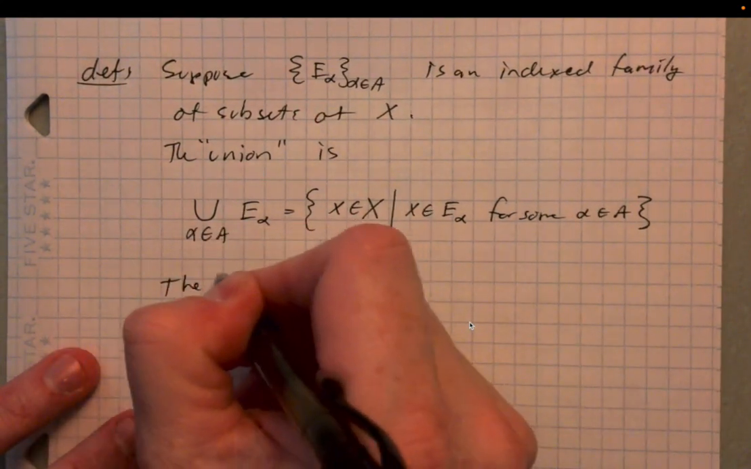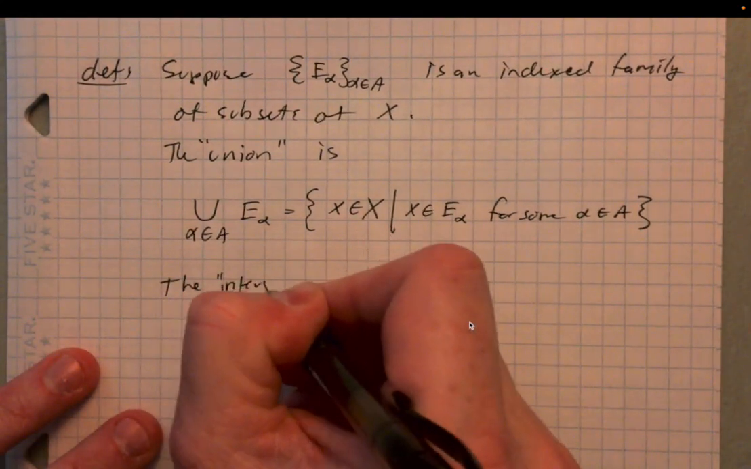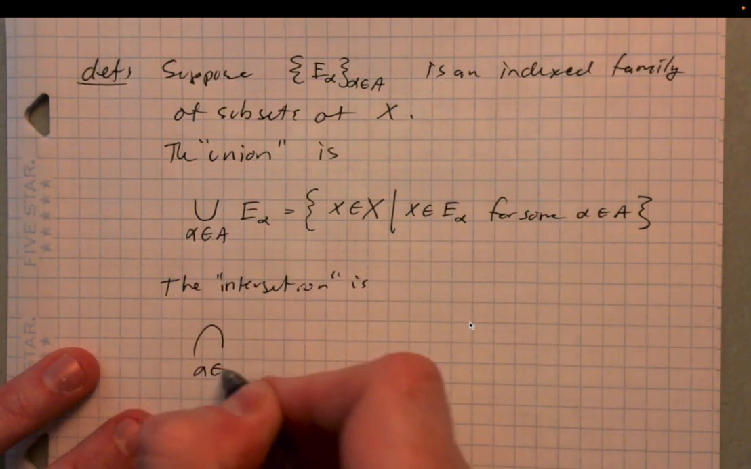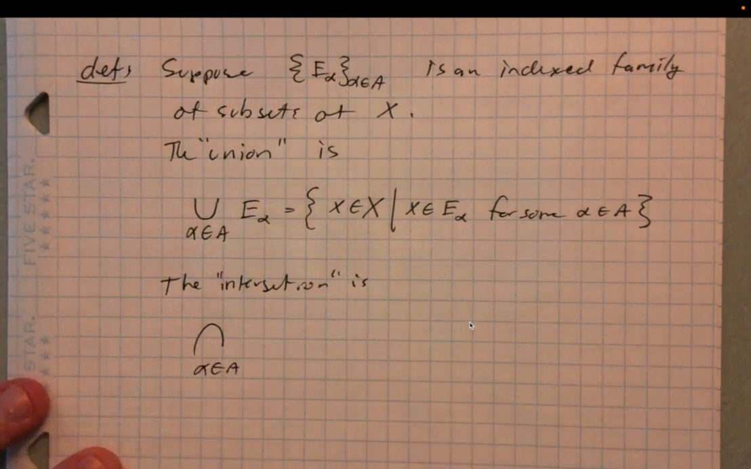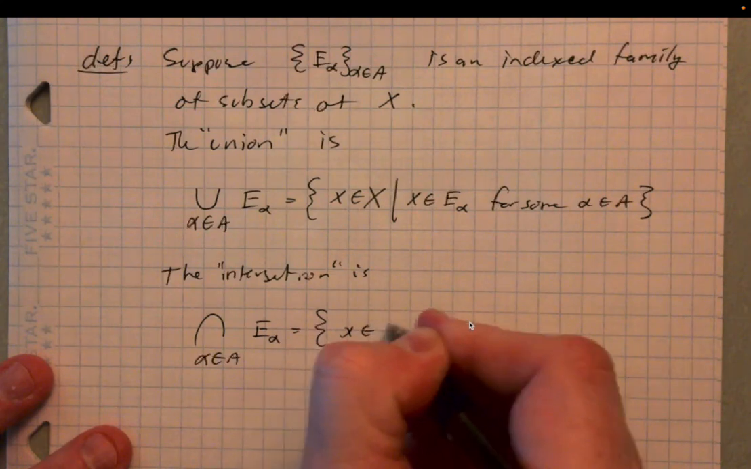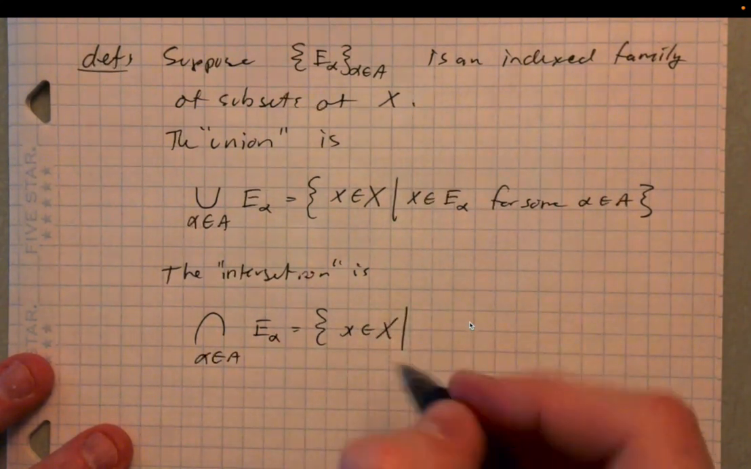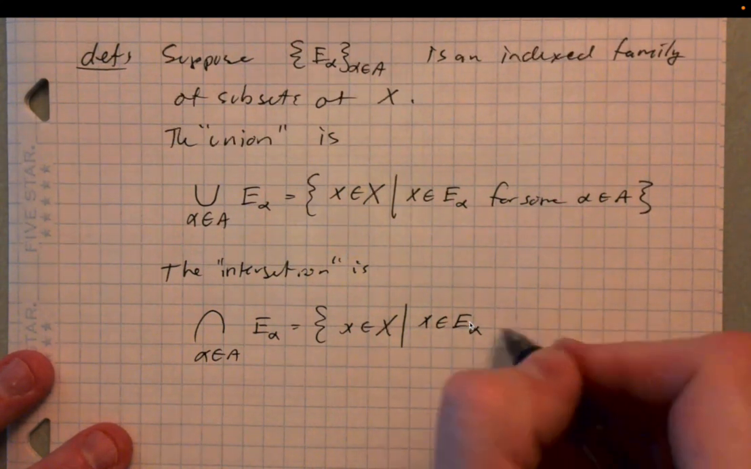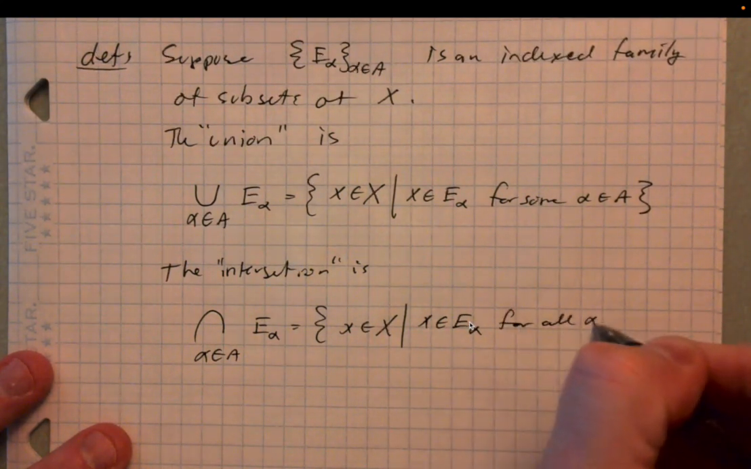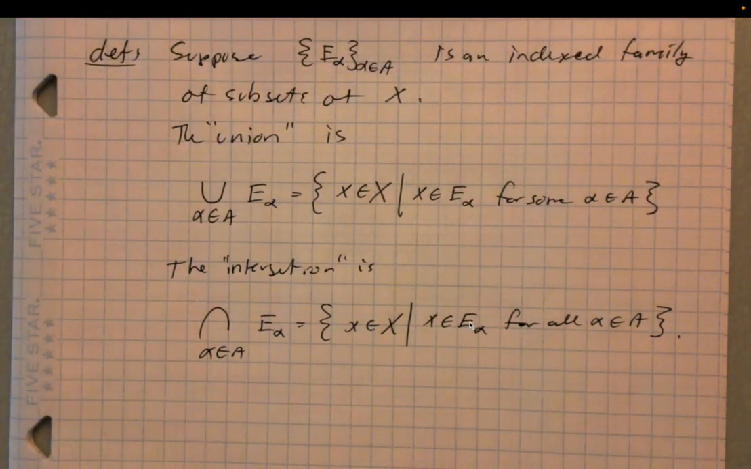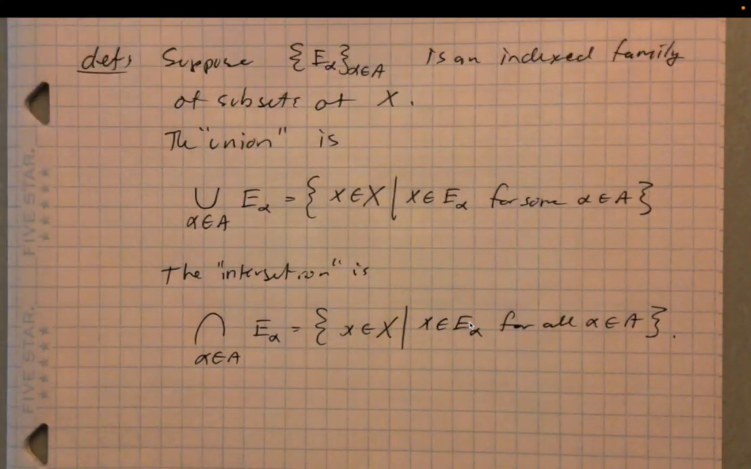And we would say that the intersection is the intersection symbol here, over alpha in A of E sub alpha. That's equal to all of the x in X such that x is in E sub alpha for all alpha in A. Okay, and so this allows us to do some interesting things, and let's see some examples here.